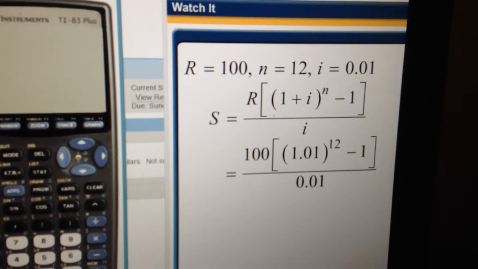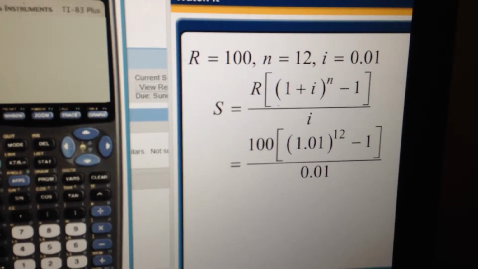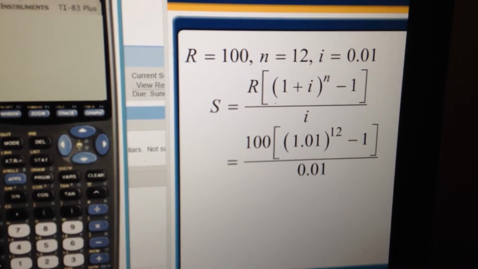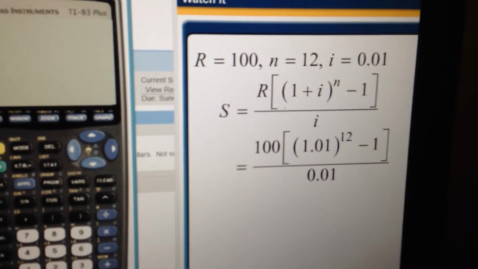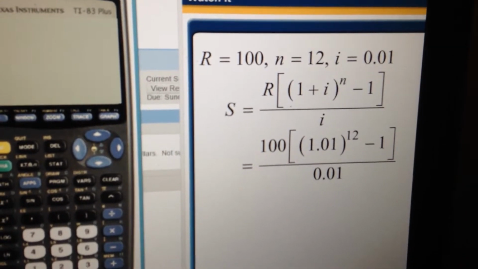So remember that we're going to use a formula. Don't worry about those numbers at the top. The formula is S equals R times all that stuff. Okay, so we've got to figure out what I, N, and R are.